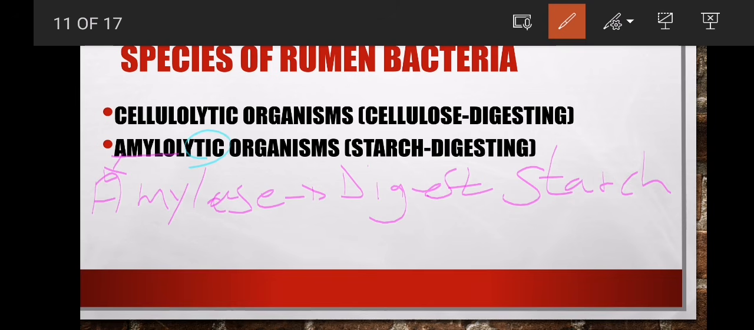Lytic, we said hydrolysis, meaning breaking down or digesting. What does that mean, good people? It means the amylolytic organism or amylolytic bacteria. This is a bacteria that digests what? Starch. You are done. You get your mark.